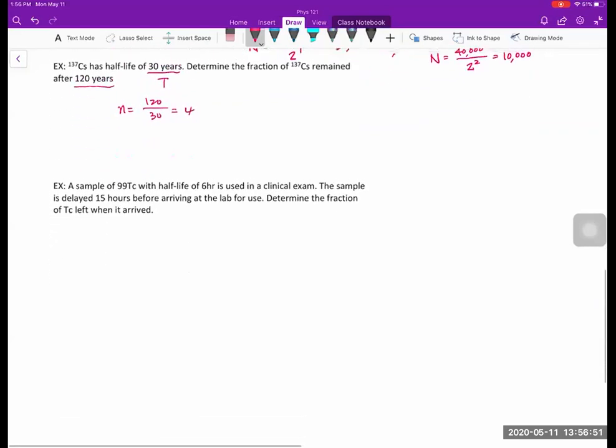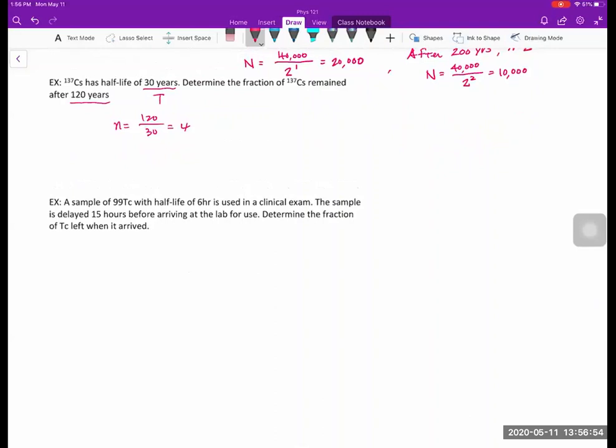Okay, let's look at another one here. I have a sample of this material, and it has a half-life of 6 hours. And the sample was delayed for 15 hours before it arrived at the lab, meaning I start with a certain amount, and the half-life is 6 hours, but it reached the lab after 15 hours. How much of the fraction is left when it arrived? Okay, so how do you do this one here?